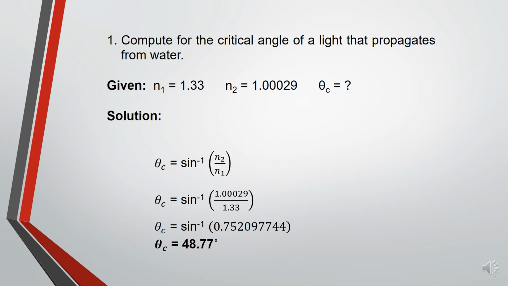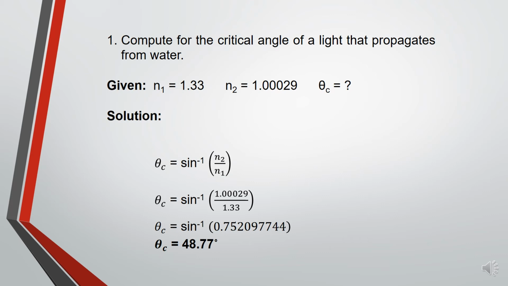Alright? So, here is the given word problem. Compute for the critical angle of a light that propagates from water. So we have here the n sub 1, which is 1.33, and the n sub 2, which is 1.0029. And we need to get the critical angle. Using the formula, critical angle is equal to sine -1 times n sub 2 over n sub 1. And for the next, we are just going to substitute the given values. So for the n sub 2, we have 1.0029. Alright? So next is the 1.33 for n sub 1.